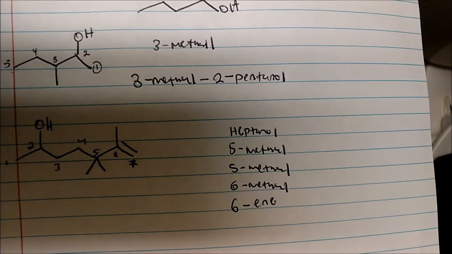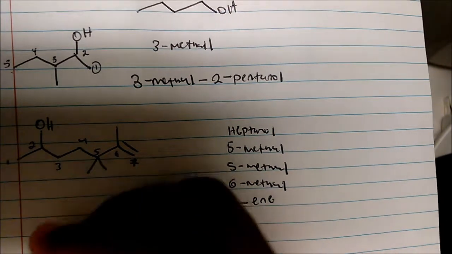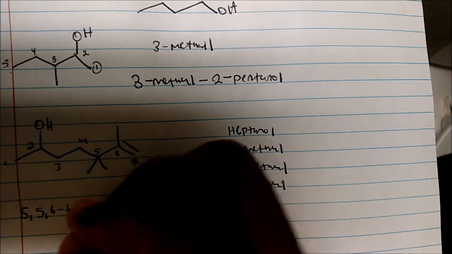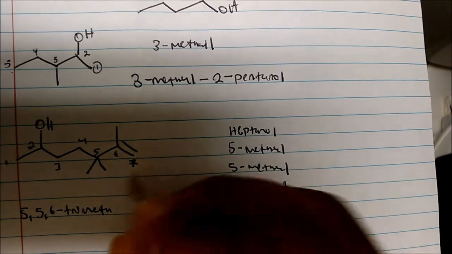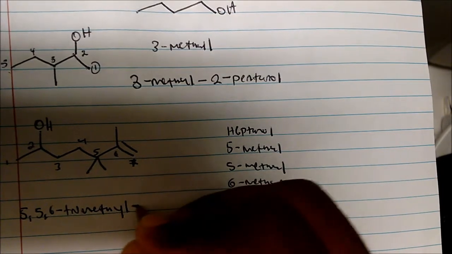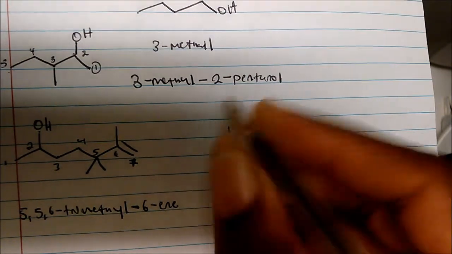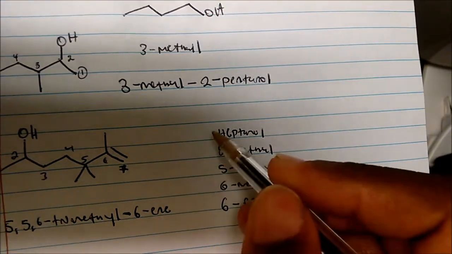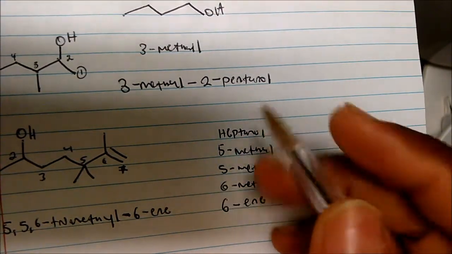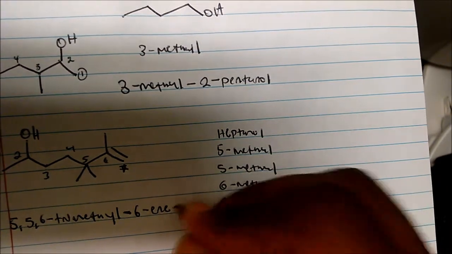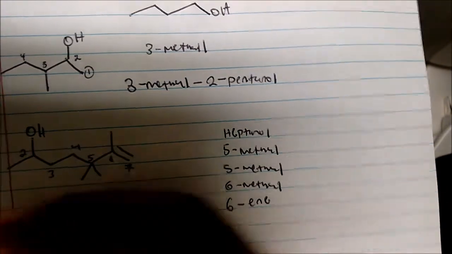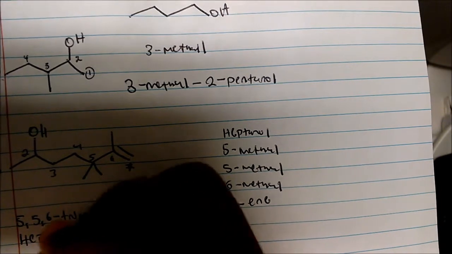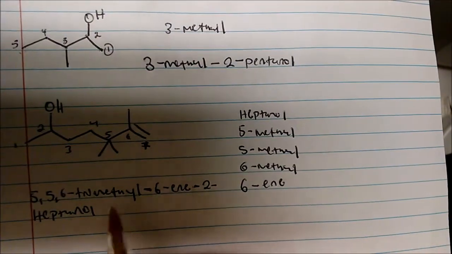So let's put this name together. This would be 5,5,6-trimethyl-6-ene, right? And then we just put the location of our alcohol, which would be dash 2-heptanol. Kind of running out of space here. Heptanol. So this is how you would name this compound.